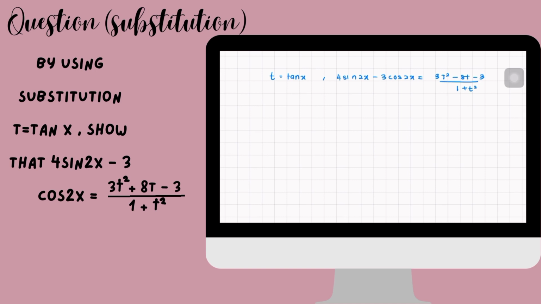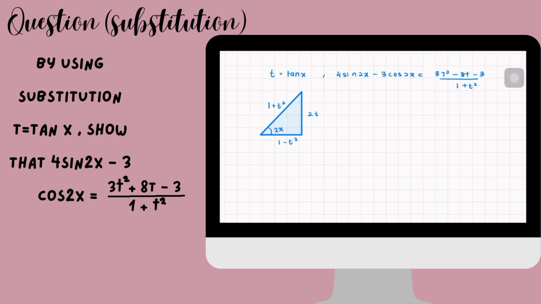So, we start with a triangle and label that 1 plus t squared, 2t, and 1 minus t squared. And so we can state sine 2x is equal to 2t over 1 plus t squared. So cos 2x is equal to 1 minus t squared over 1 plus t squared. Tan 2x is equal to 2t over 1 minus t squared.